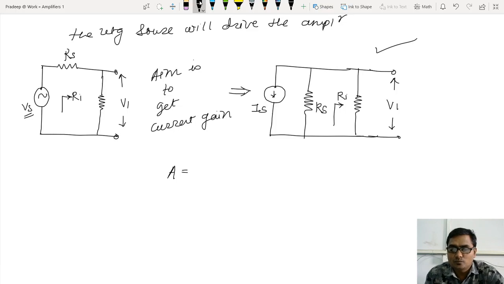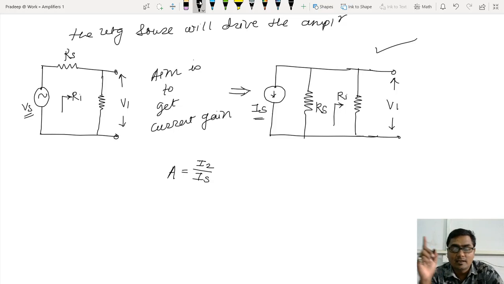Now, let me write the equation for current gain, that is AIS. Now what is current gain? It is always equal to output current divided by input current. Now in my case, what is the input current? It is Is.